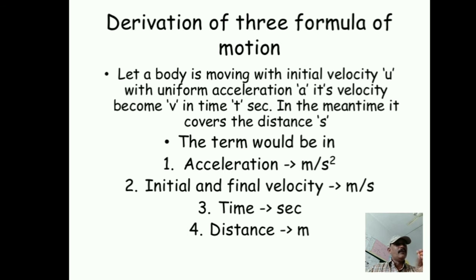These SI units and symbols are the terms we will utilize in the next class, when deriving the three equations of motion: v is equal to u plus at, s is equal to ut plus half at square, and 2as is equal to v square minus u square. These three equations we will derive in the next class. So I will complete up to here, and the remaining part we will discuss in the next class.